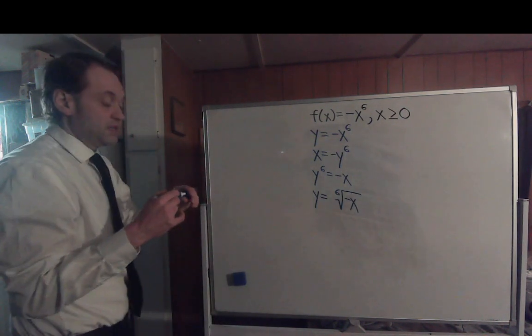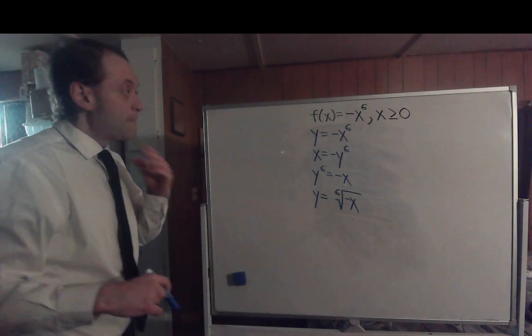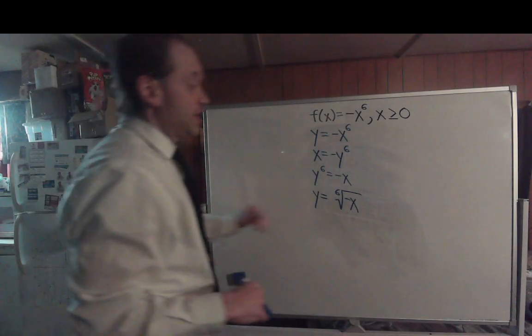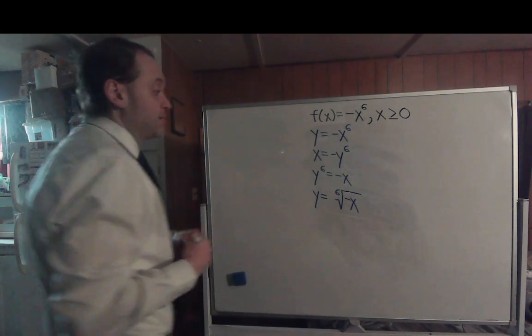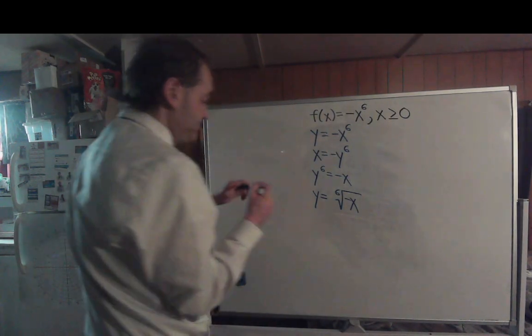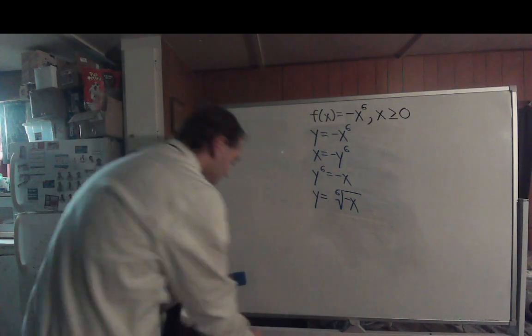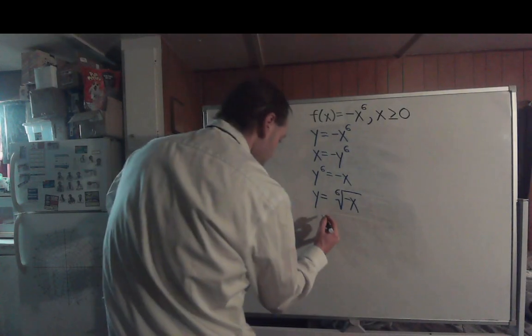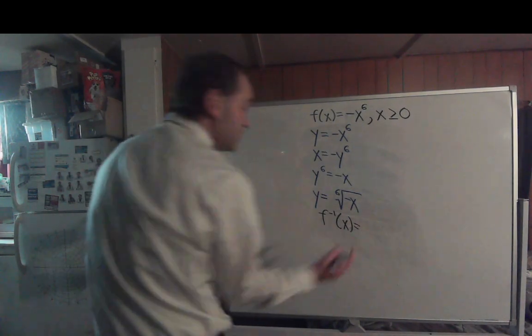But is it going to be positive or negative? Well, x is greater than or equal to 0, so you're going to take the positive root. Since x is greater than or equal to 0, you'll take the positive 6th root of that. So that means f inverse of x, in this case, would equal the 6th root of negative x.